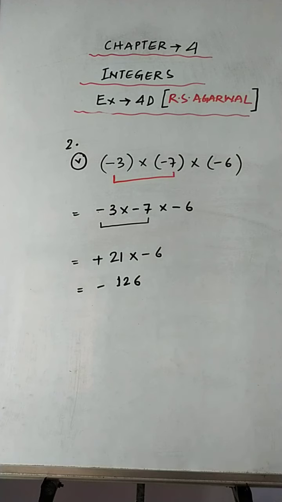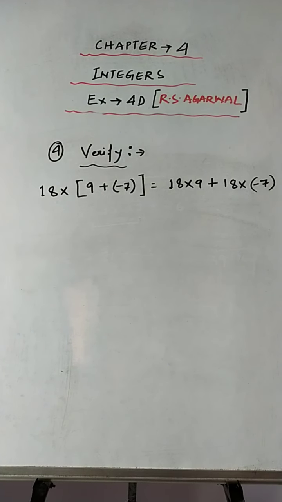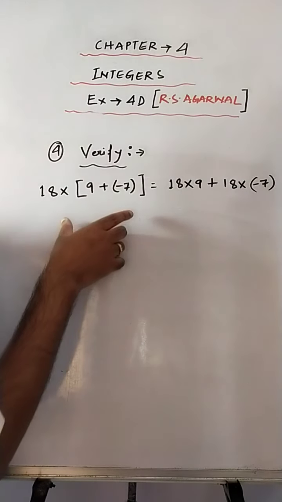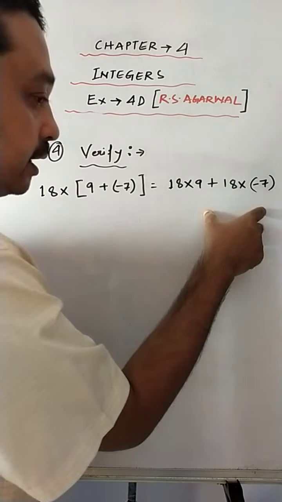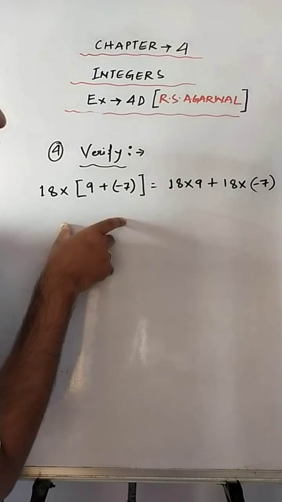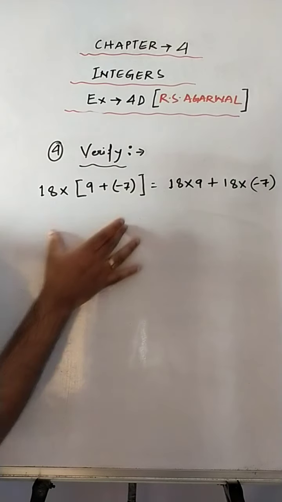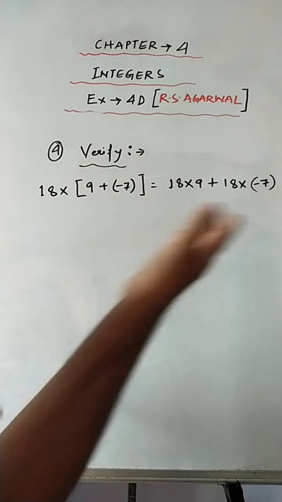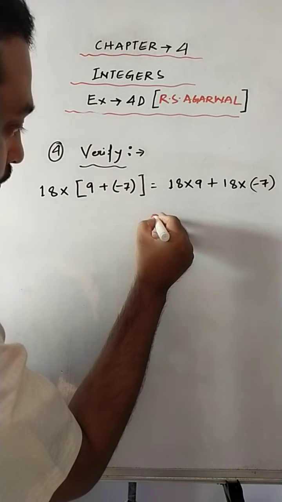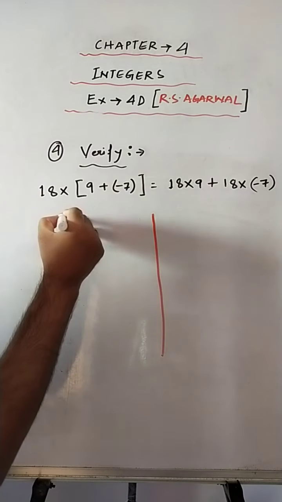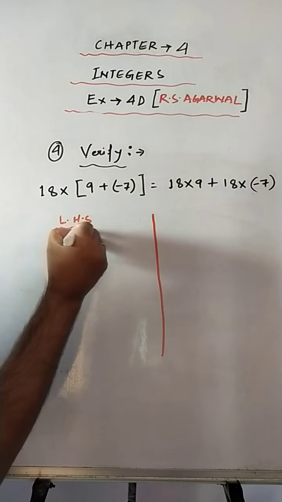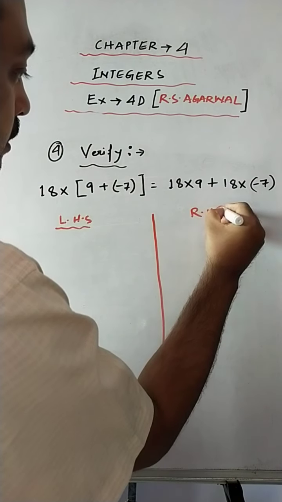Now let's move to question number 4, sum number 1. Now students, in question number 4, we have to verify. Verify means we have to prove that LHS is equal to RHS. That is, the value of LHS should match the value of RHS. Okay, so this side is the left hand side, this side is the right hand side. Now we'll put a partition here. We'll write LHS here, and on this side we'll write RHS.